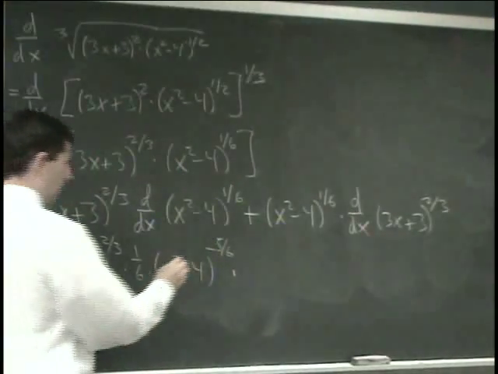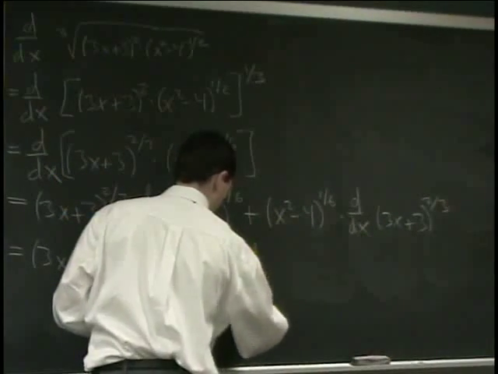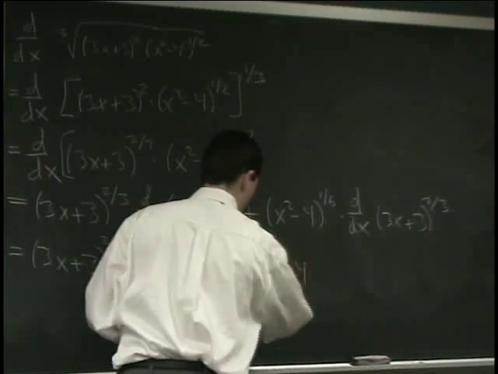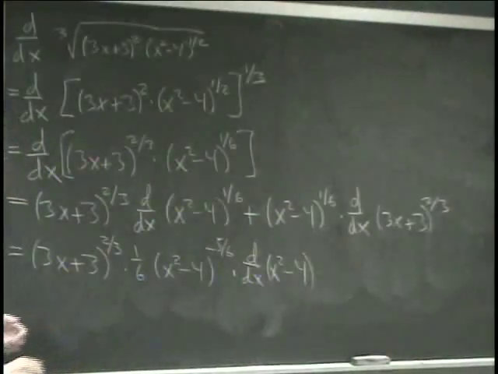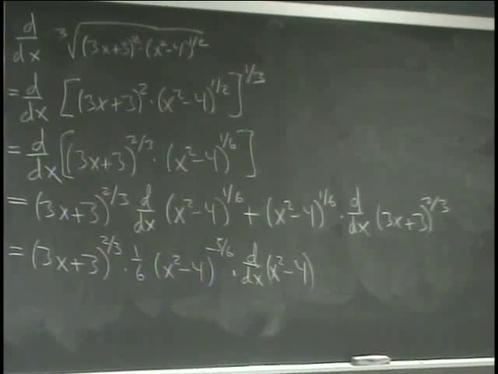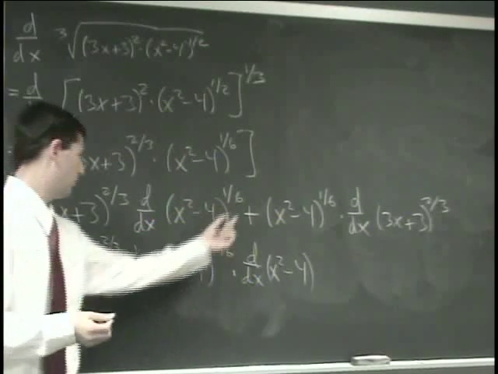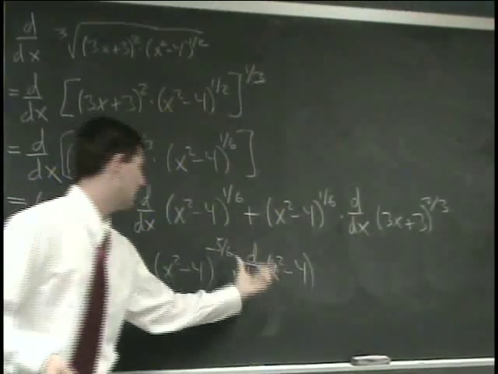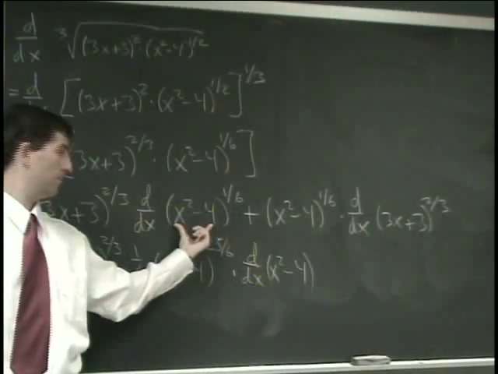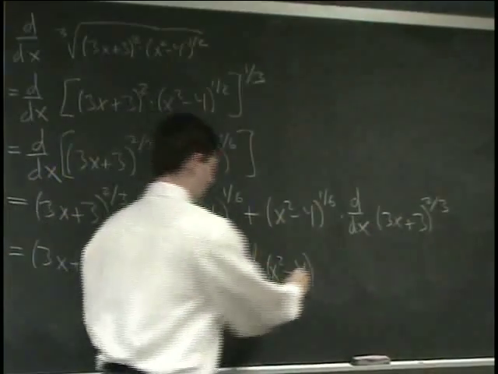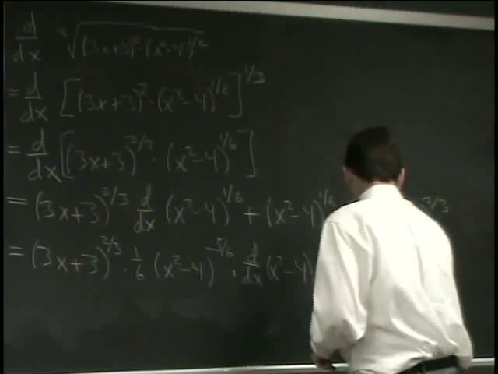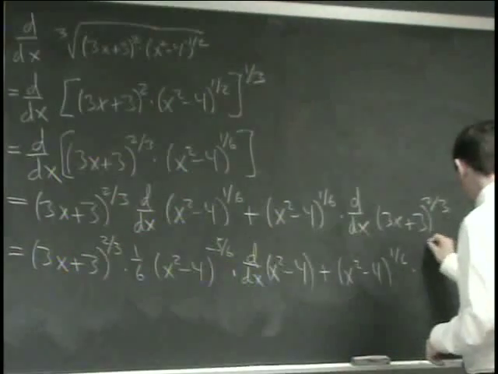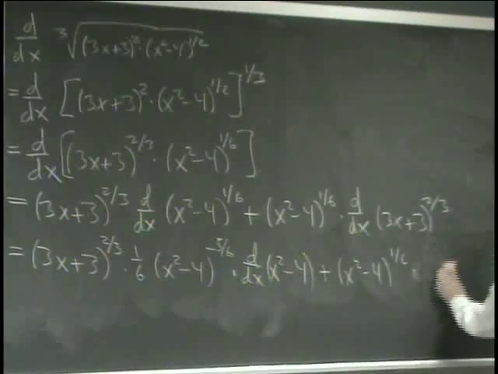Times the derivative of the inside, which is x squared minus 4. That's what the chain rule is telling me to do. First, take this derivative and plug that function back in, and then take the derivative of the inside function. Now the second half, I don't have to touch the first part of it. And let's see, what do I get?